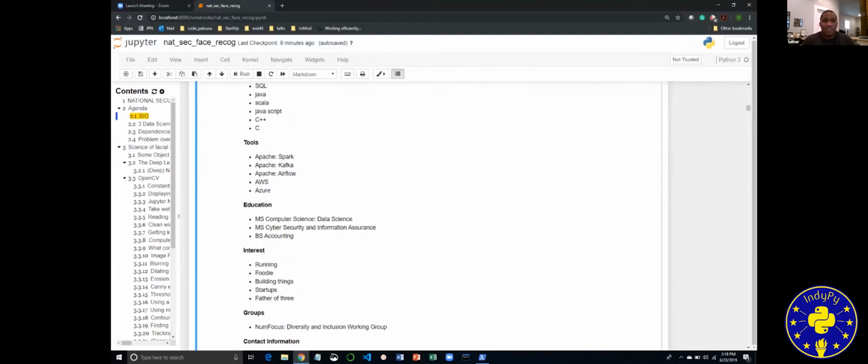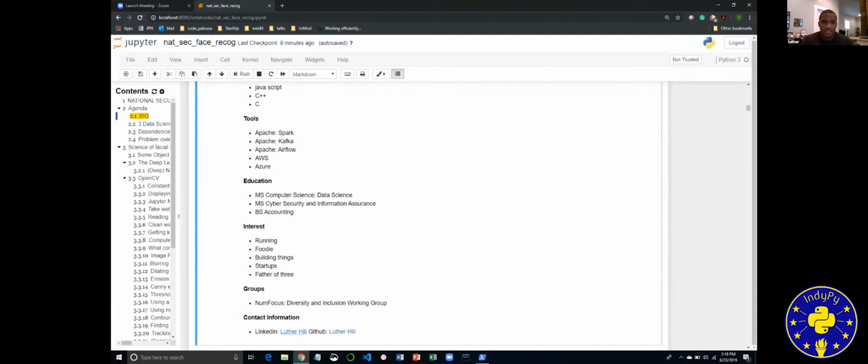So some of the tools I use on a regular basis: Apache Spark, Apache Kafka, Airflow for data workflows, data engineering. At AWS, I personally use a lot of AWS, but obviously at the more government job, we use a lot of different things. Azure and AWS, a good mix in there. Education, computer science, with a focus on data science. For a little while, I dabbled in cybersecurity, so I have a graduate certificate in that. I also started off with a Bachelor of Science in Accounting.